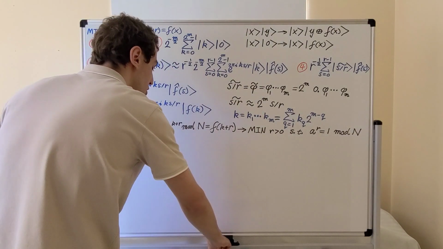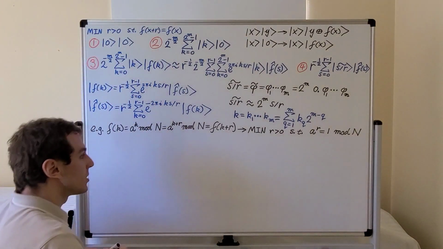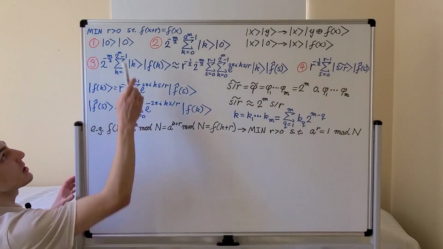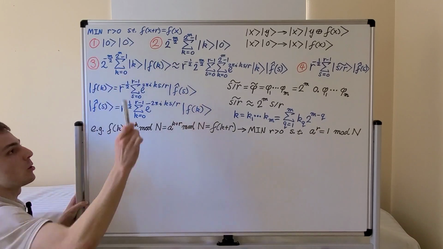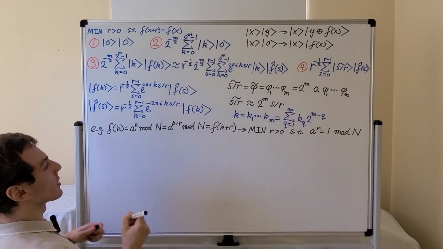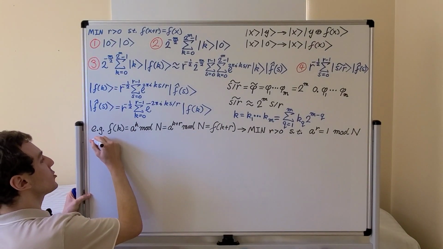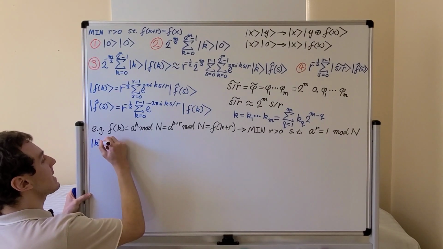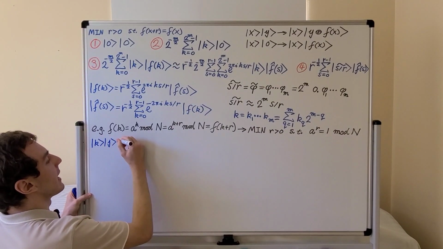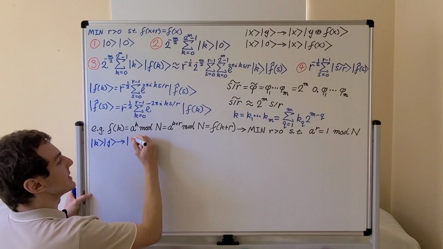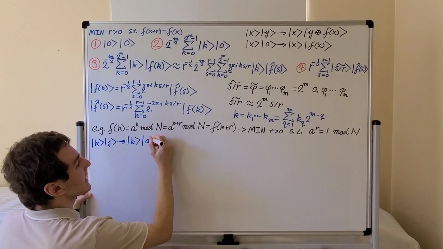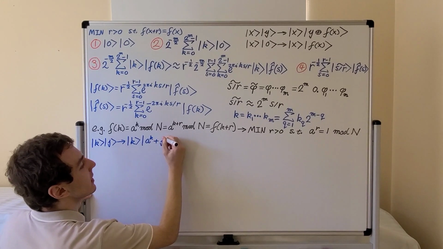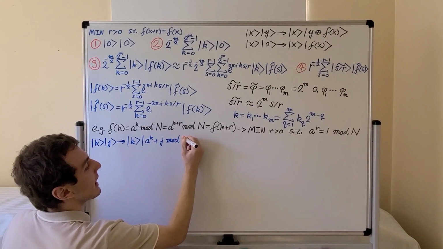So let's see how we could actually do it. One possible option is to initialize in the state 0, 0. How would we do that? Well, we could consider a black box which takes the initial state, ket k, ket j, and maps it to the state ket k, ket a to the k plus j mod n.